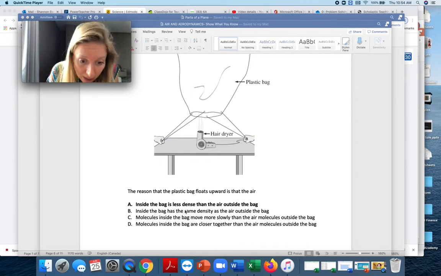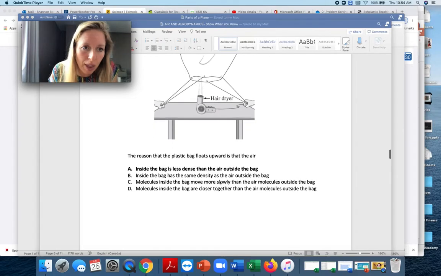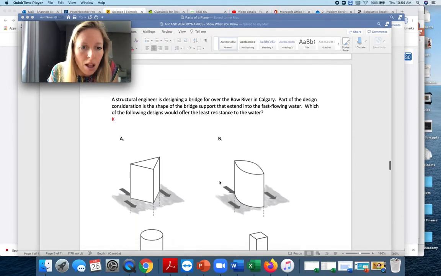So B is incorrect. The molecules inside the bag are moving more slowly than molecules outside the bag. That is incorrect. If they were moving quicker, then it would be correct. Molecules inside the bag are closer together than molecules outside the bag. That again is incorrect. They are actually further apart because they have more energy. So A is the only one that is correct.